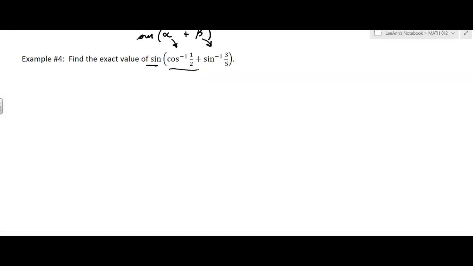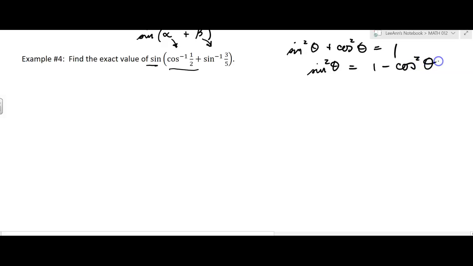Well, remember that sine squared theta plus cosine squared theta is just the Pythagorean identity. It's equal to 1, right? So sine squared theta is equal to 1 minus cosine squared theta. That was the alternate form, but then you could take the square root. Sine theta equals plus or minus the square root of 1 minus cosine squared theta. All of that is true.